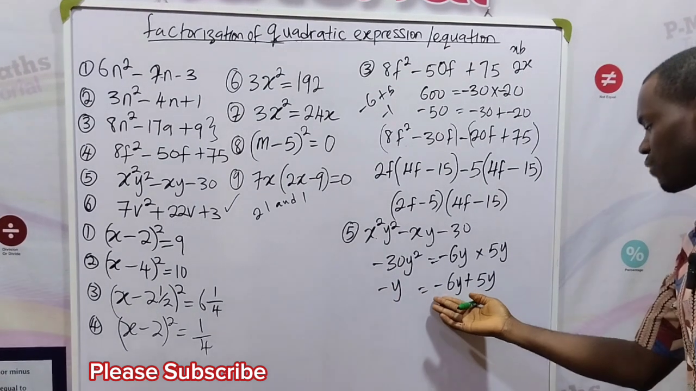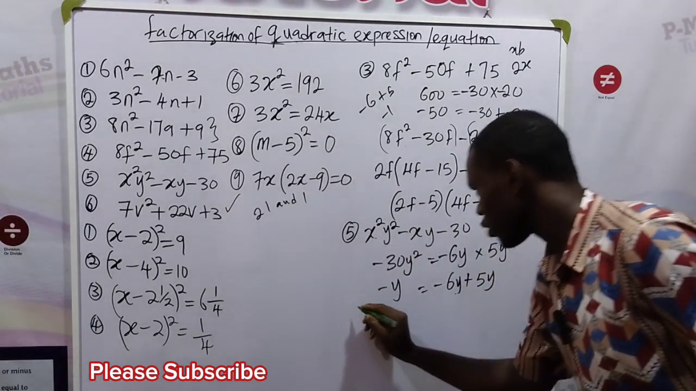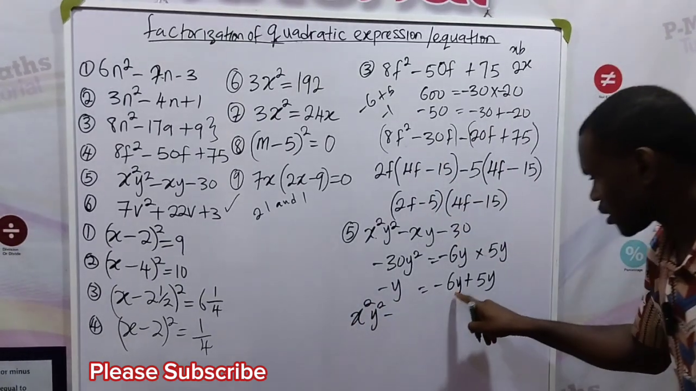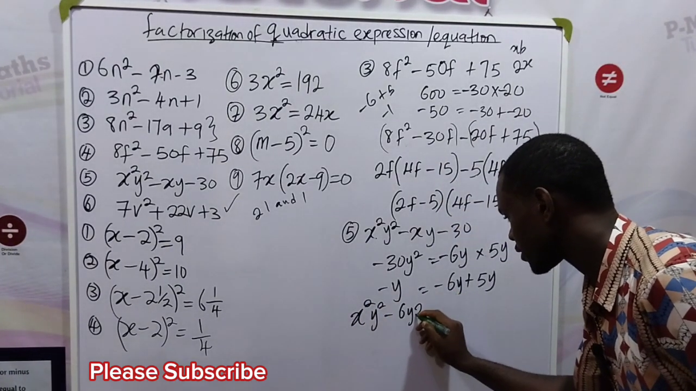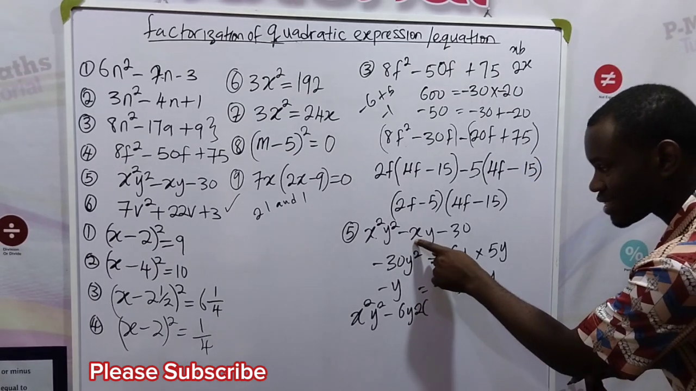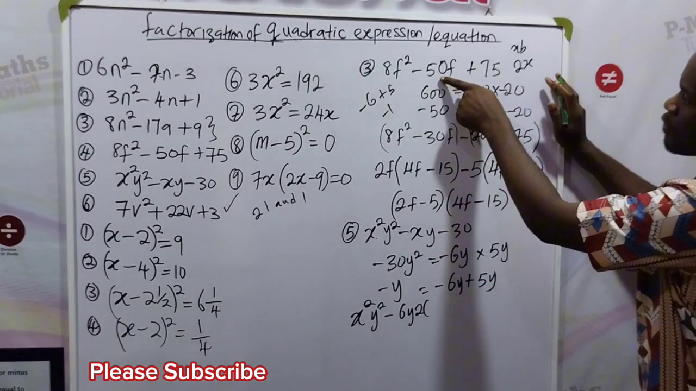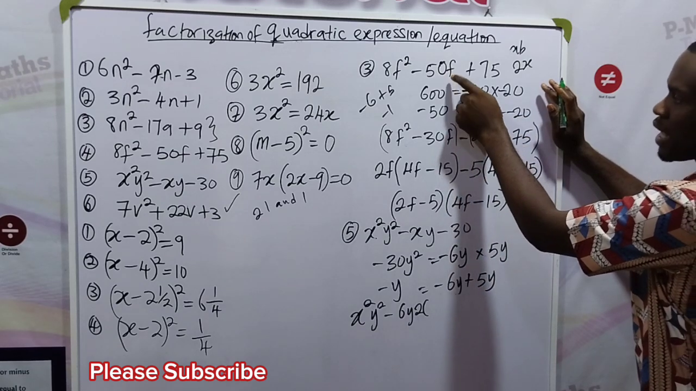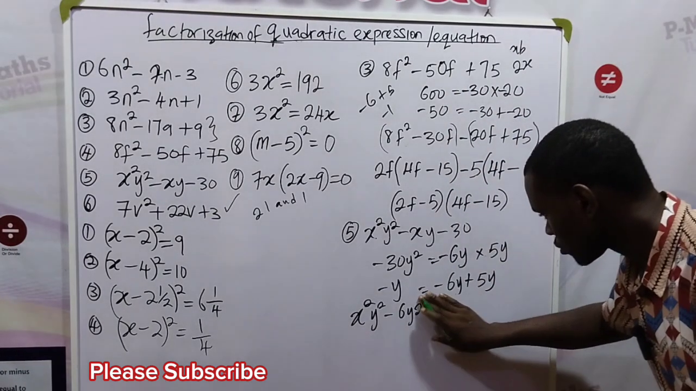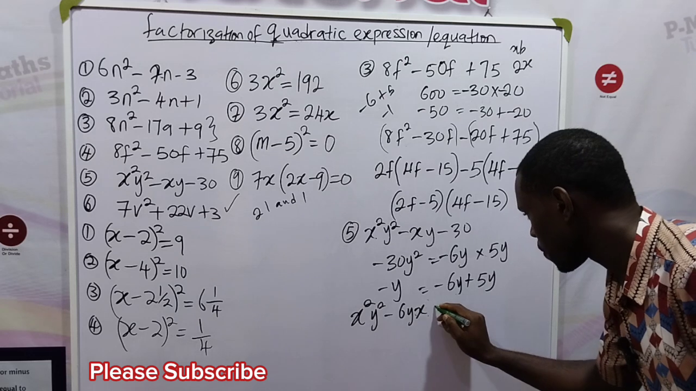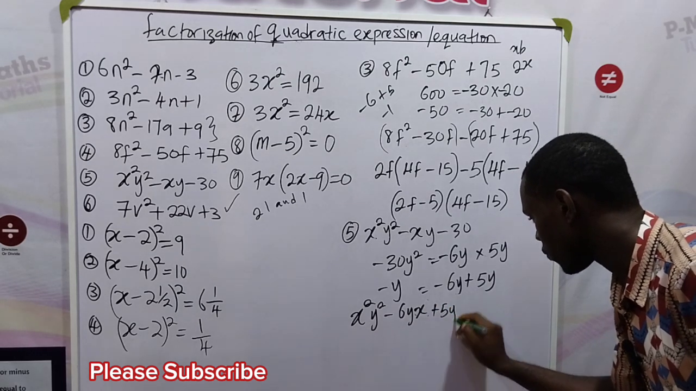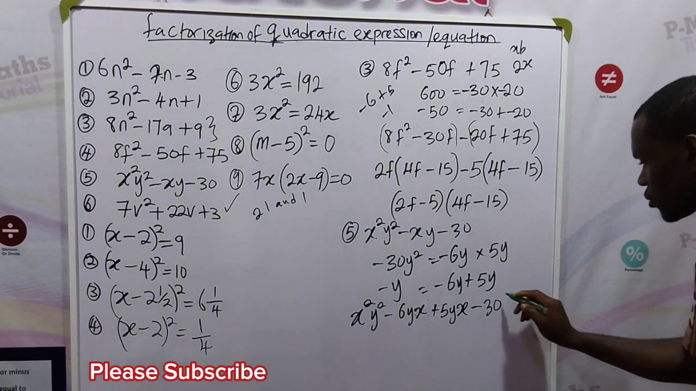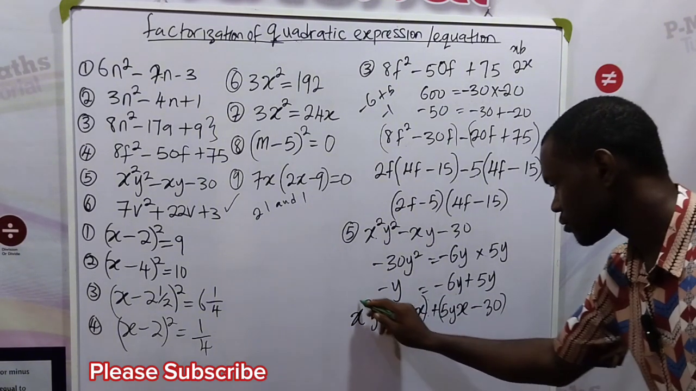So we have gotten the two factors for the expression. So we are going to now have x squared y squared minus 6yx. Don't forget to bring down the variable existing here. When we replace 50 by 30 and 20, we had to bring down what? The f. So this is yx plus 5yx minus 30. So let's group and factorize.